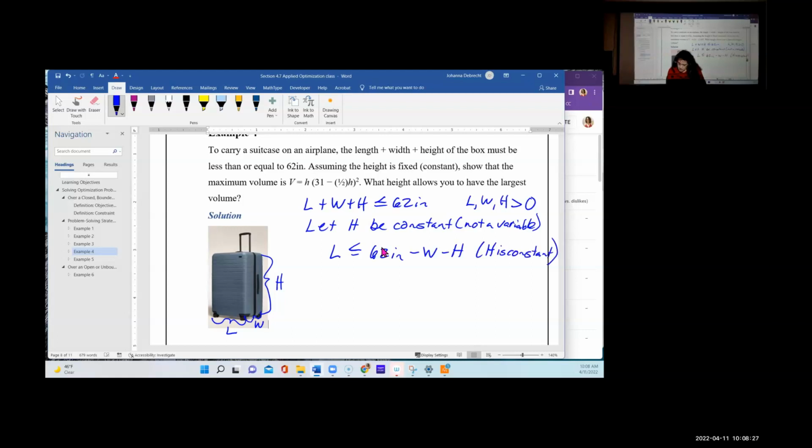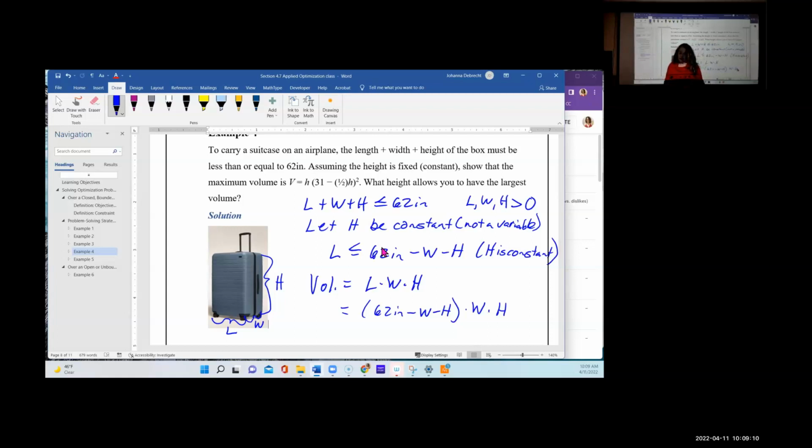All right. So again, this means that I've got a constant value here for H. It's not a variable, it's a constant. Okay, so when I'm doing this one, the next thing I want to do is write the volume equation. The volume equation is going to be length times width times height. And I'm going to replace the length with 62 inches minus W minus H, where H is a constant, times W times H. Now I want to get all of this written into one equation.